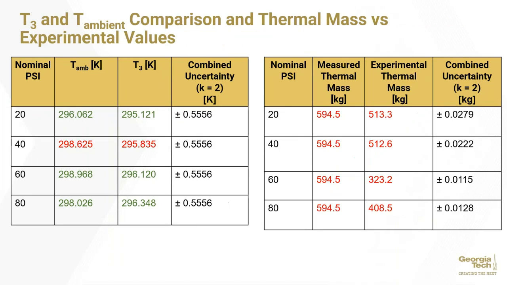To ensure accurate results, T3 and T ambient were compared during steady state in accordance with one of our assumptions. This ensures the pressurized air leaving the accumulator is representative of ambient air, one of our assumptions. The green numbers here are those where the T3 lies within the uncertainty bounds of T ambient. Red is where it lies outside. All values are inside except for one.